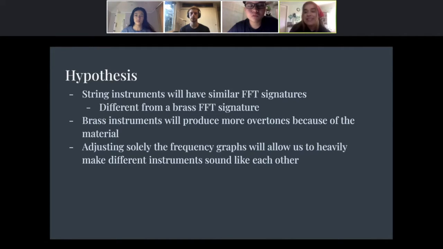Overall, due to the differences in how sound intensity works for the two types of instruments, we hypothesize that string instruments will tend to have similar FFT signatures that will be different from the FFT signatures of brass instruments. We also predict that brass instruments will produce more overtones in their FFTs since their material and shape produces a greater amount of high amplitude overtones. Finally, because we know that Fourier transforms are able to effectively model sound as frequency versus amplitude graphs, we predict that simply adjusting these graphs will heavily influence how instruments sound, and making the graph of one instrument look like the other will also make the sound of one instrument sound like the other.